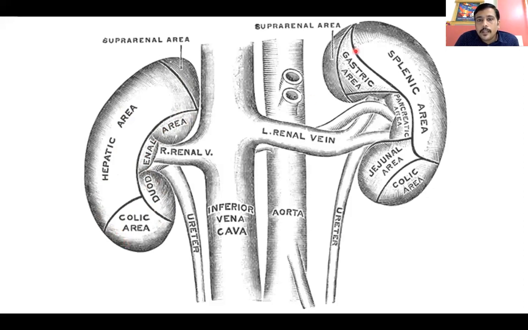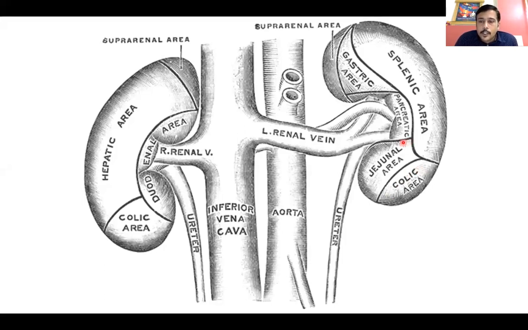And coming to the left side, the left kidney, you can see there's a large area for the splenic area, or the spleen, where the anterior surface as well as the lateral border are related. And a small portion of the lateral border and the anterior surface is related with the colic area, where you can see the splenic flexure as well as the beginning of the descending colon.